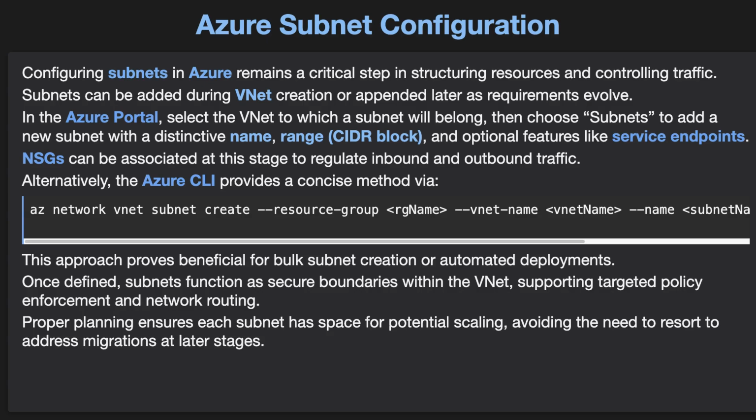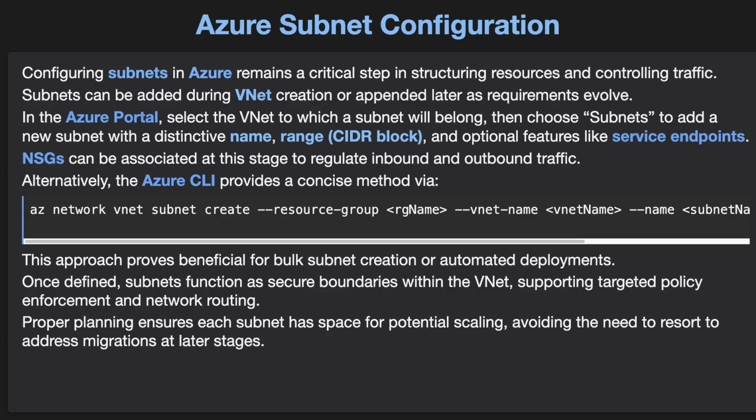Configuring subnets in Azure remains a critical step in structuring resources and controlling traffic. Subnets can be added during VNet creation or appended later as requirements evolve. In the Azure portal, select the VNet to which a subnet will belong. Then choose Subnets to add a new subnet with a distinctive name, range, CIDR block, and optional features like service endpoints. NSGs can be associated at this stage to regulate inbound and outbound traffic.